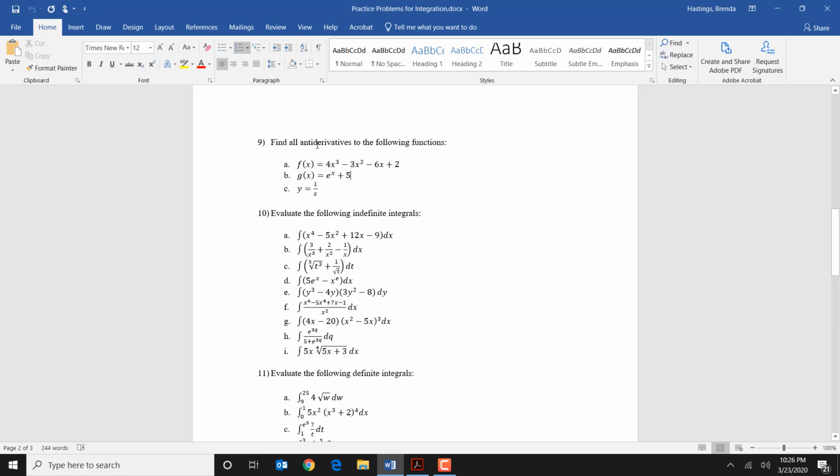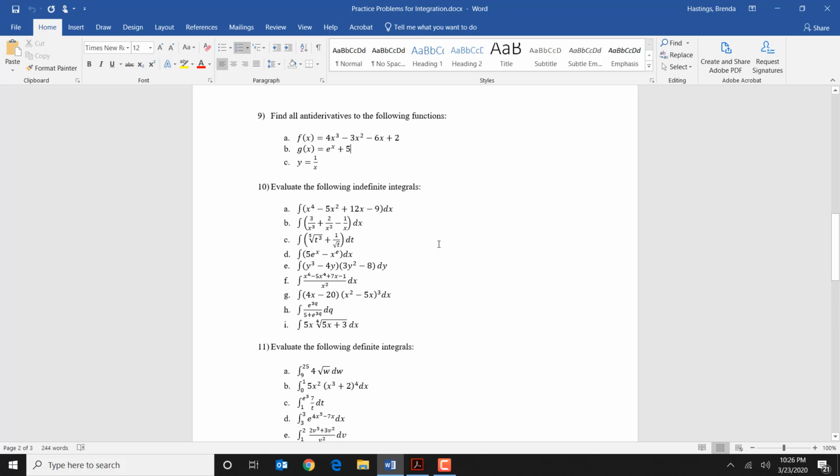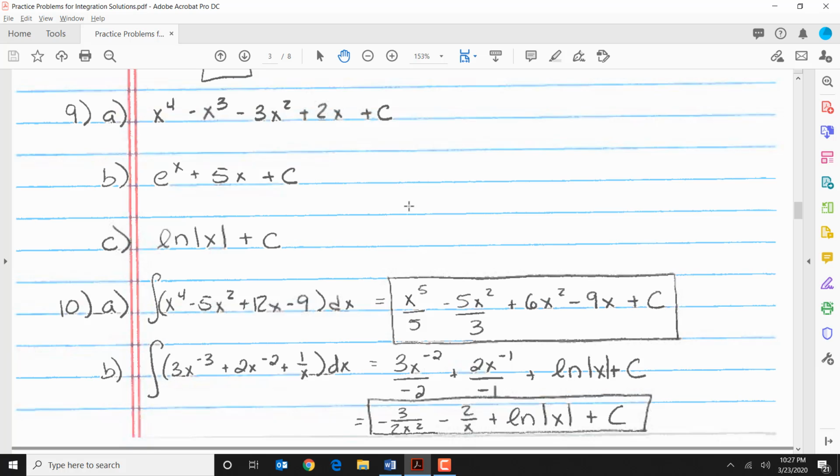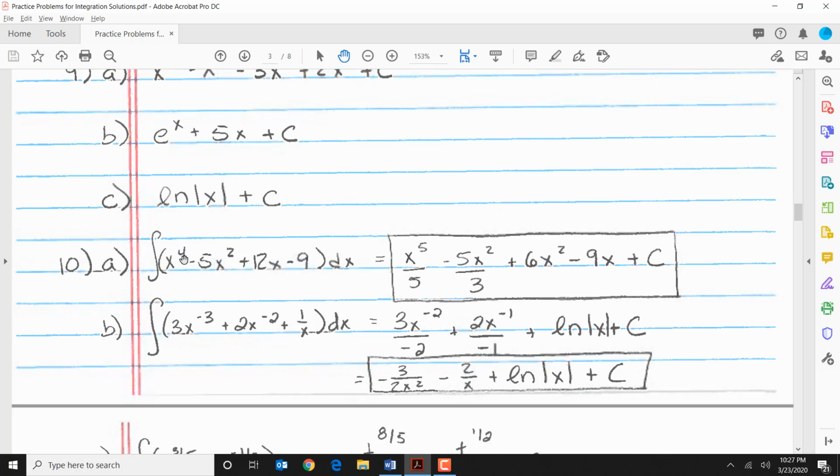Finding antiderivatives is incredibly similar, if not the same, to finding indefinite integrals. So if I wanted to find the indefinite integral of x to the fourth minus 5x squared plus 12x minus 9 dx, that means with respect to x, I'm looking for the function whose derivative is x to the fourth minus 5x squared plus 12x minus 9.